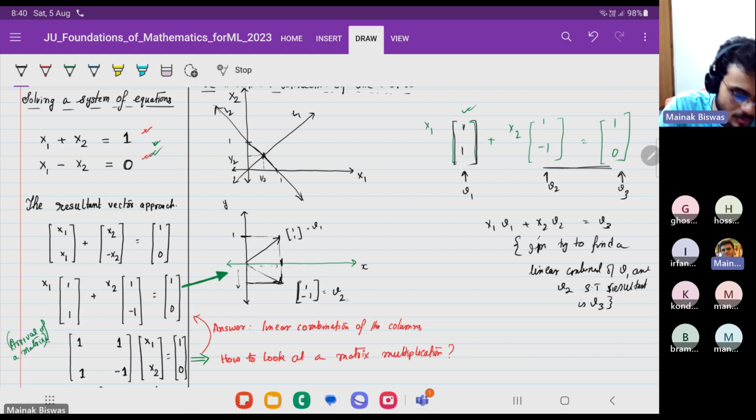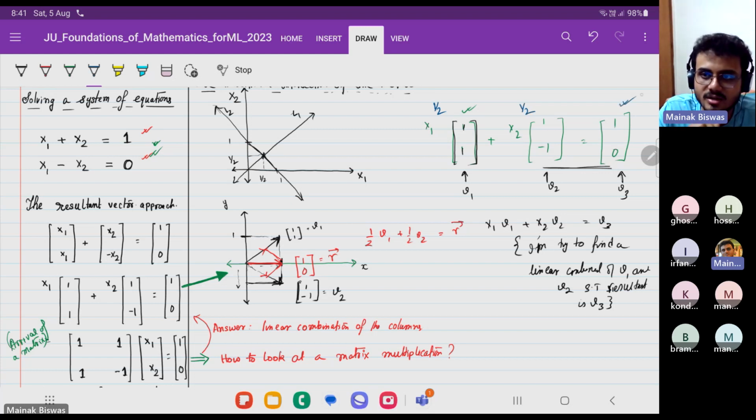Same way. So my question is, can I take the linear combination of these two vectors and get the resultant vector that I want? I want this vector, 1, 0. So how will I get this? Using the parallelogram rule. If I take half of this vector and half of this vector, do you agree? If I do half times v1 plus half times v2, I will get the resultant vector. So you put half in x1 and half in x2, and you're going to get this. I hope it is clear.